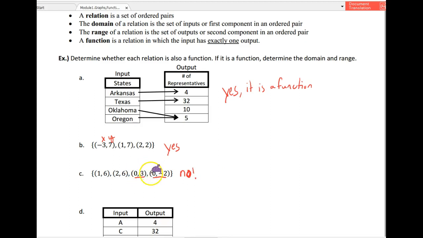I have one input, the one input of 0, going to 2 different outputs. Now if this said 0, 3, 0, 3, that's okay. It's the exact same point, the exact same values. But because the Y value is different, one input, 2 different outputs, that's not okay.